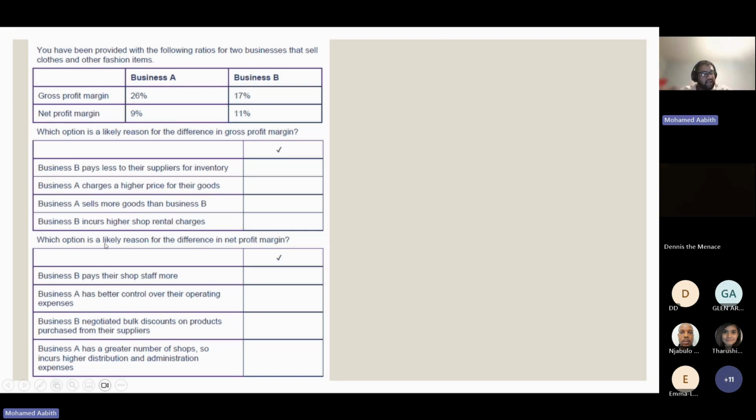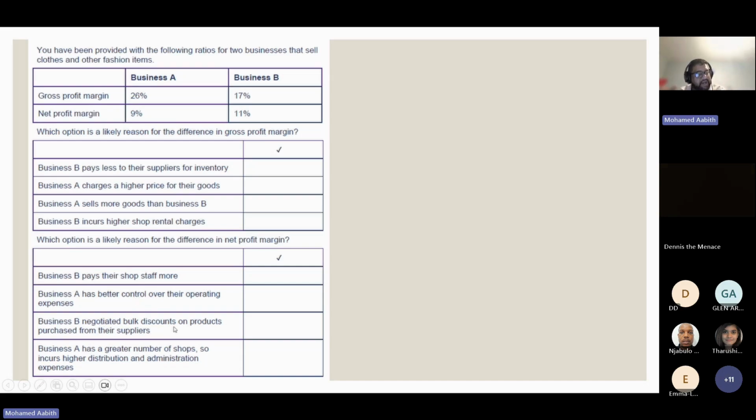What is the likely reason for the difference in the net profit margin? They're saying here that business B pays the shop staff more. So if they pay shop staff more, they should have less profit, but they're not. They are getting more profit than business A. So therefore, they may not pay the shop staff more. Business A has a better control over their operating expenses. Wrong, because business A has deteriorating profits. Look at that here. They had 17% less, when here only 6% less. So business A does not have a better control over their operating expenses.